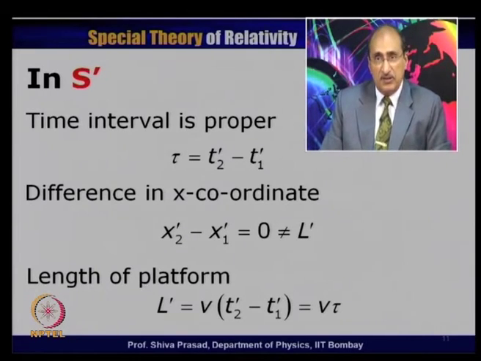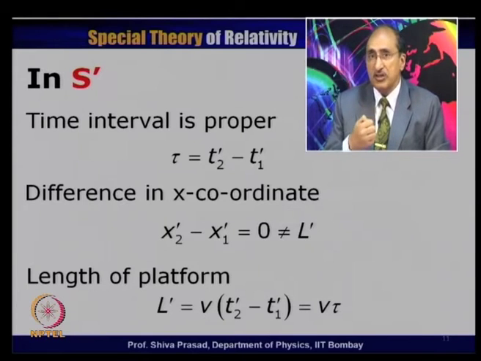Now, suppose you are sitting on a train and want to find out the length of the platform. What way, for example, can you adopt? You can have a stopwatch in your hand, and when end A comes, you can start this stopwatch. When end B arrives, you can stop the stopwatch and measure the time difference. Once you measure the time difference between these two events, that will be T2 prime minus T1 prime, and as I have agreed, this is a proper time interval.